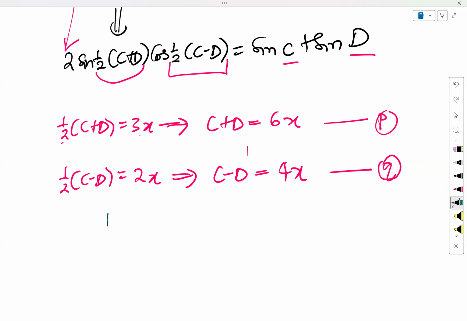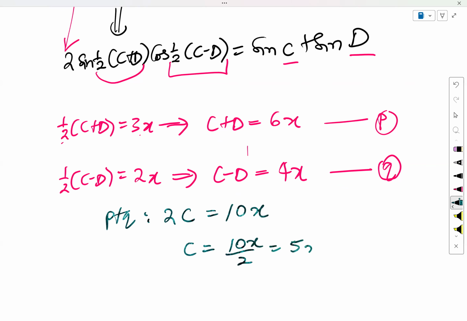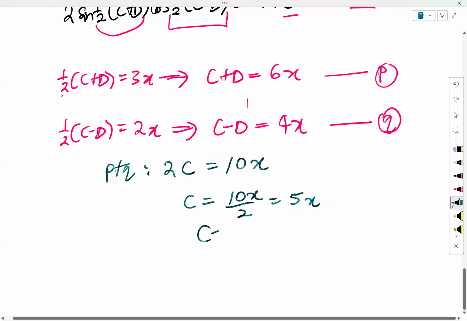Okay, so if we add up P plus Q, half of P plus Q: C plus C is 2C, then D plus minus D, that's D minus D, which is 0. Then 6x plus 4x is 10x. That means C is 10x divided by 2, which is simply 5x. So C is 5x, settled.